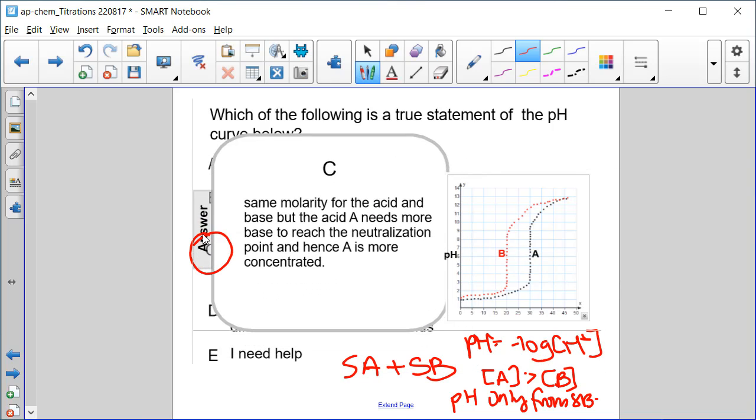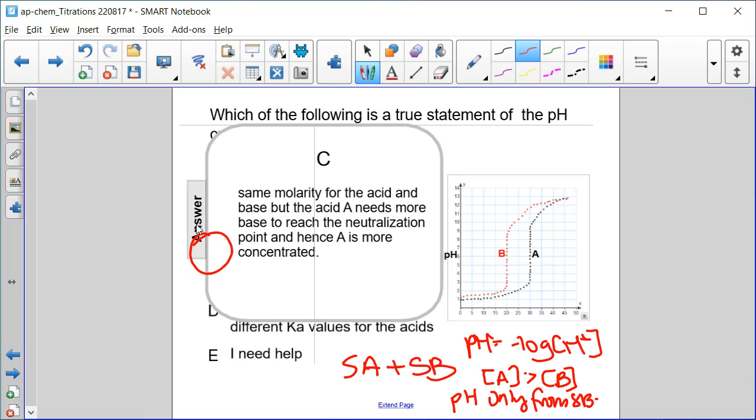Same molarity for the acids and base. The acid and base have the same molarity. But the acid A needs more base to reach the neutralization point, and hence A is more concentrated.